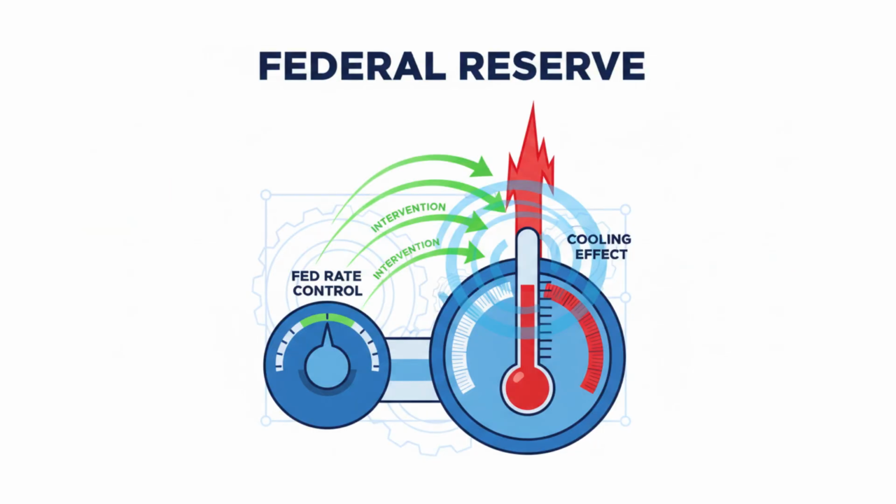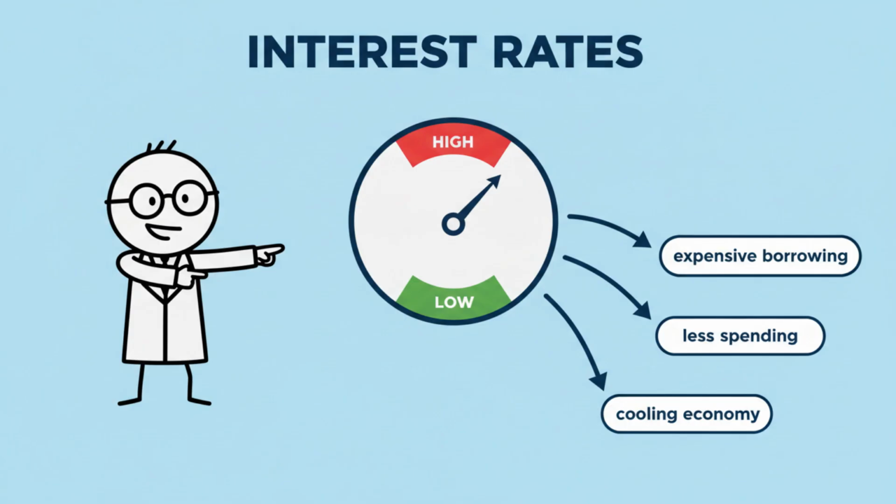The Federal Reserve, America's central bank, it sets interest rates, controls money supply, and tries to maintain price stability and maximum employment. When inflation spikes, the Fed steps in. Jerome Powell is the current chair.